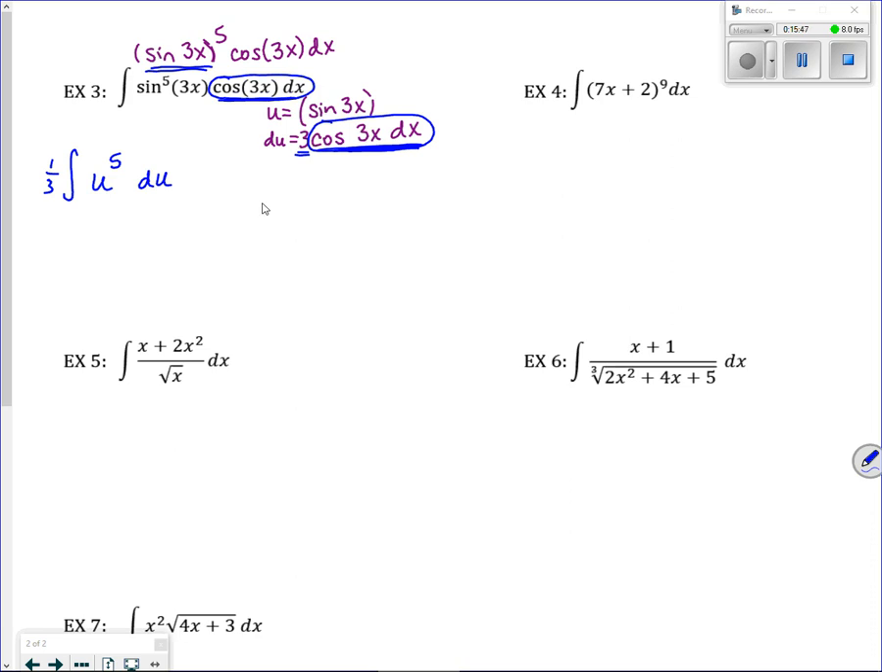The integration is simple. U to the 6 times 1/6, don't forget about the 1/3, plus c, and then I just clean it up and resubstitute. So I have 1/18. My u is sine of 3x, and I'll write it mathematically how I think they would type it, plus c, and I'm done.